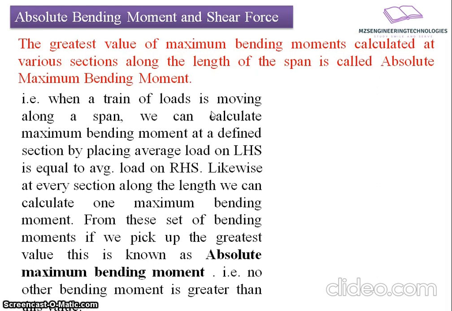To illustrate this concept, let us consider a train of loads moving along a span. We can calculate the maximum bending moment at a defined section by placing the average load on the left hand side equal to the average load on the right hand side. Likewise, at every section along the length, we can calculate one maximum bending moment. From this set of bending moments, if we pick the greatest value, this is known as the absolute maximum bending moment. That is, no other bending moment is greater than this value.